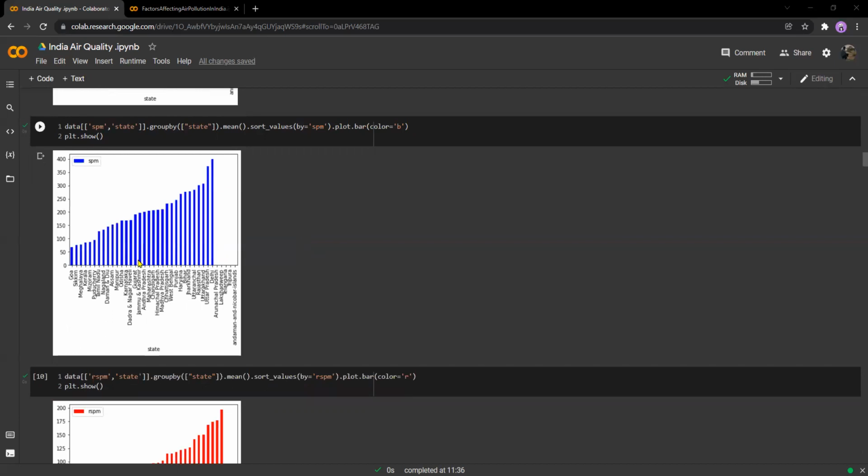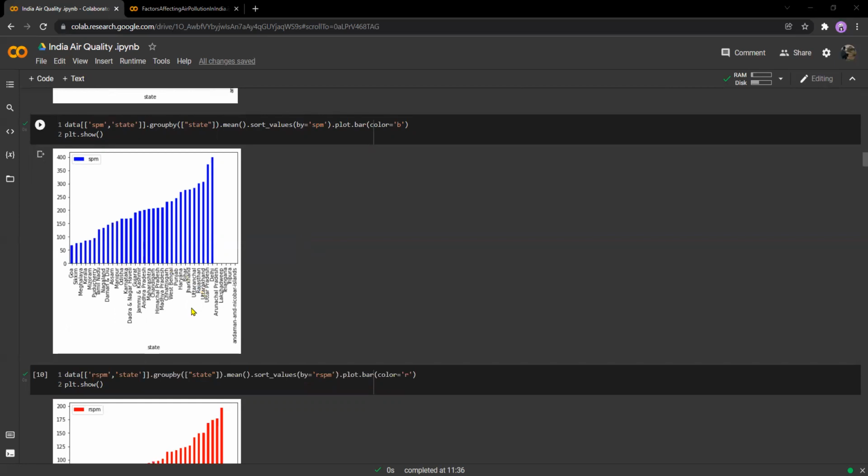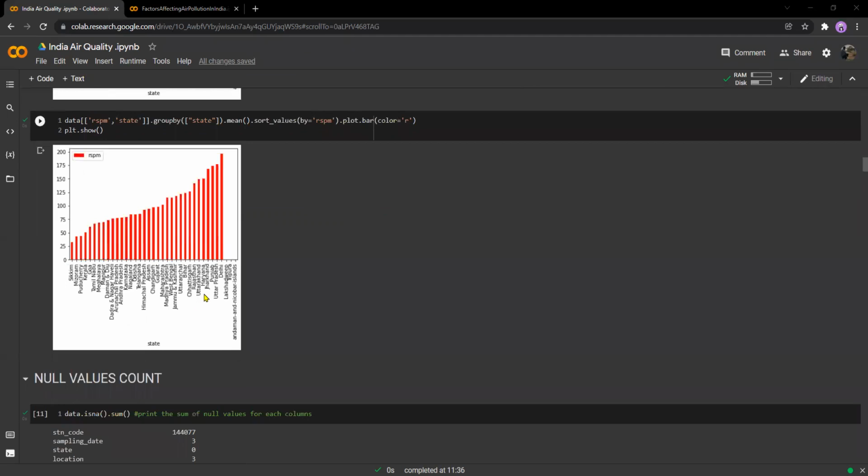It is also analyzed according to the data we are going to consider, sorted in ascending order. Goa is the state releasing the least compared to Delhi. And the next one is RSPM, where Delhi plays the highest role. As you can see, in the current scenario, it is the main role where air pollution is taking place.